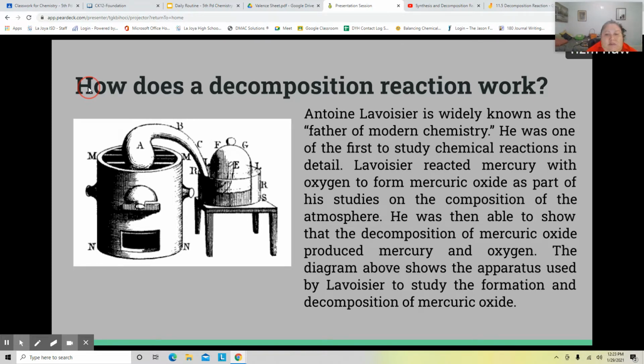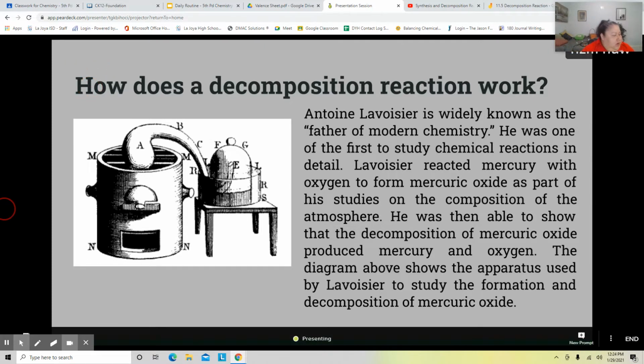So, how does a decomposition reaction work? We're going to start today's lecture talking about Antoine Lavoisier. Who's going to help me with the introduction? Lavoisier. It's widely known as the father of chemistry.